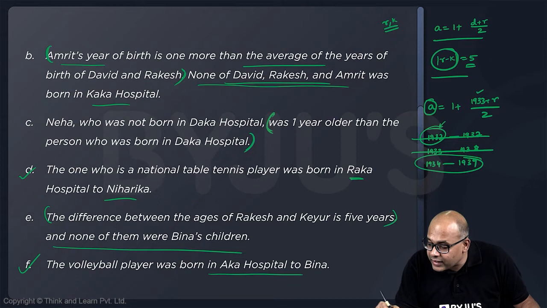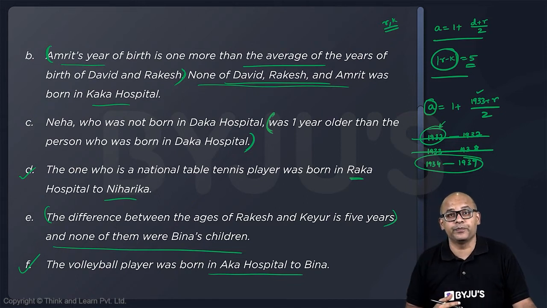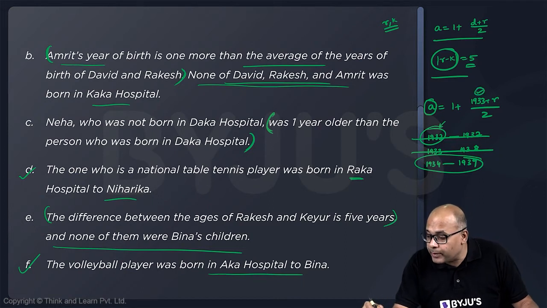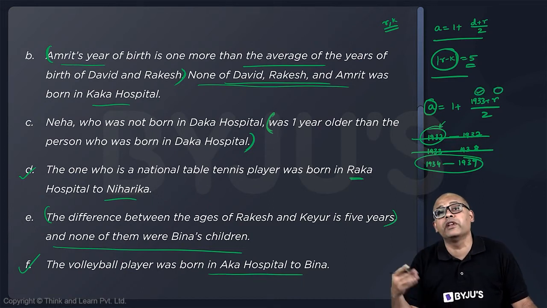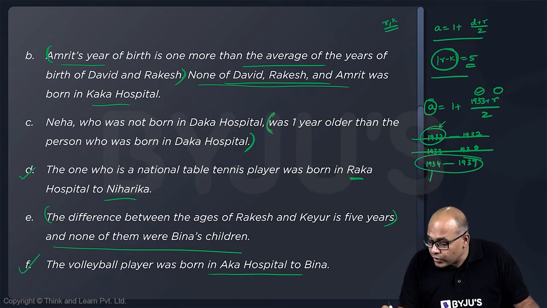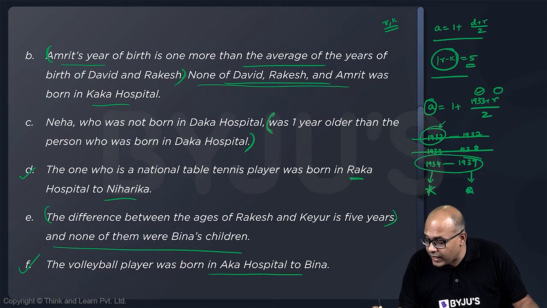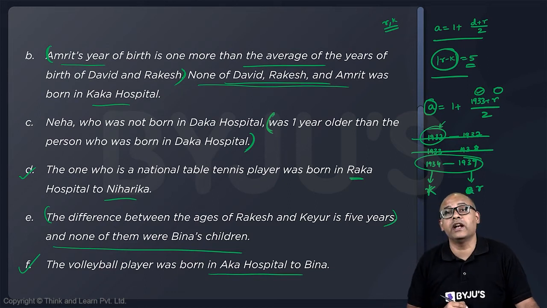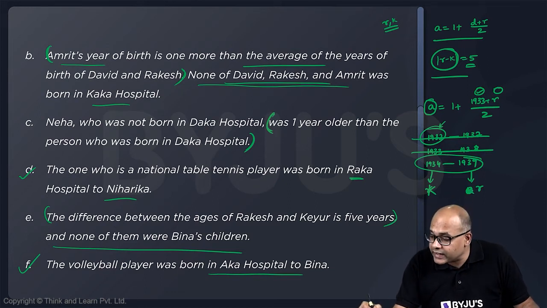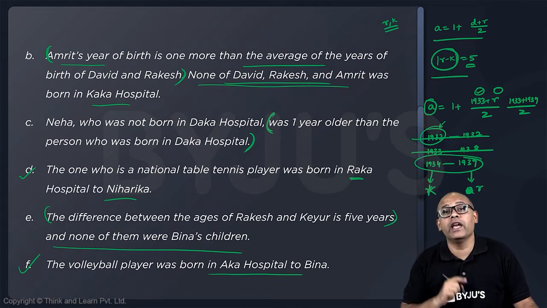You'll have to make sure that this person A is an integral value. Right? A is an integral value, which means this is an odd number. Odd number plus odd number only will give you a division by 2 as an even number. Otherwise, it is not possible. So this should be Keyur and this should be Rakesh. 1939 should be Rakesh, so we'll get (1933 plus 1939) by 2. Only then your A will become an integer.